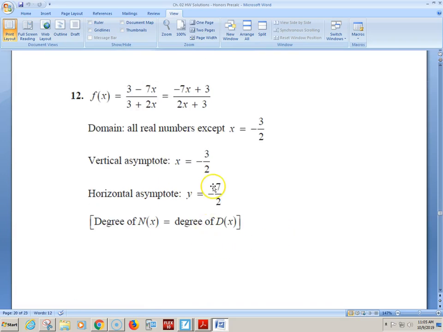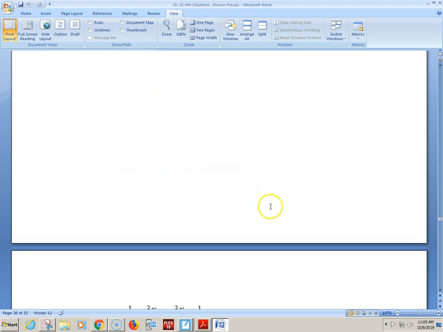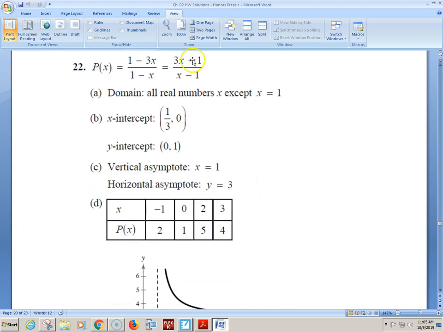Number 12. Vertical asymptote was -3/2. Horizontal asymptote was -7/2. There was a tie, so it's the ratio of the leading coefficients. Vertical asymptote, it was non-removable, so I had to use that 0. Number 22. Domain is everything but 1. At that 1 is a vertical asymptote. Horizontal asymptote, the degrees are tied, 3.